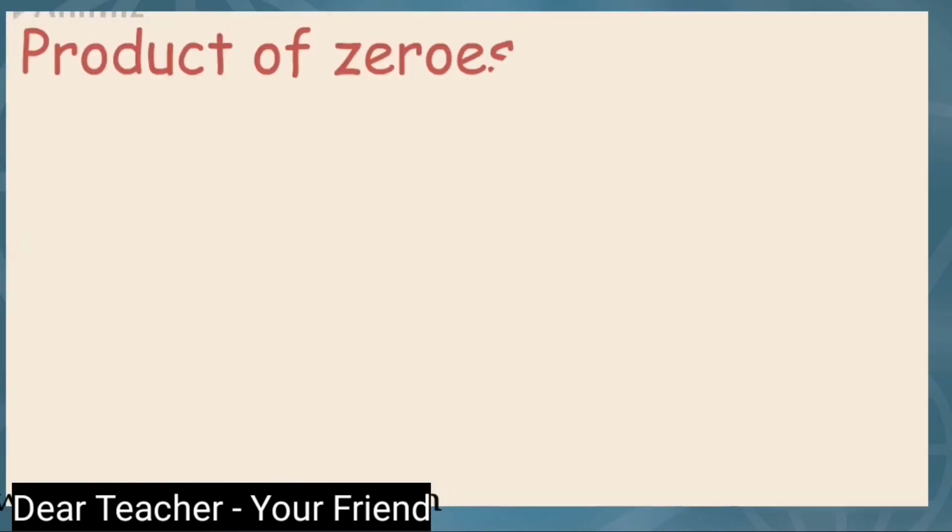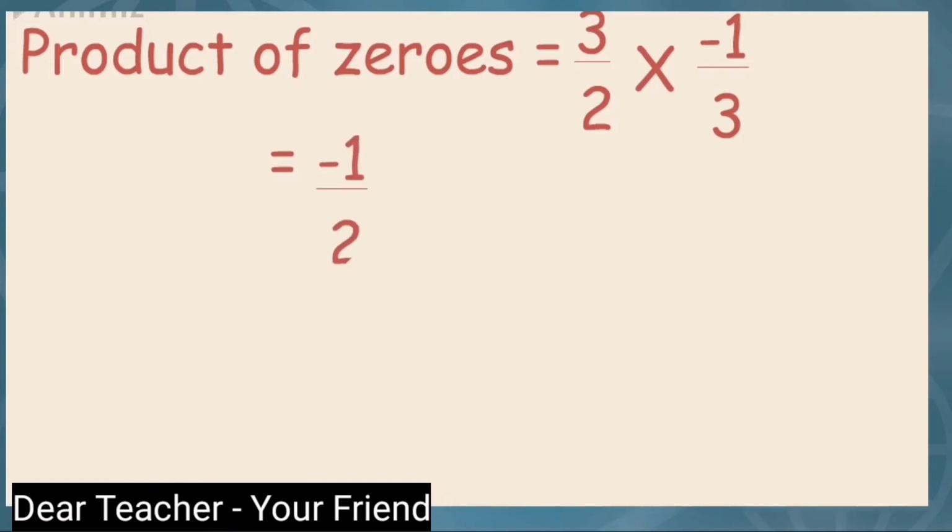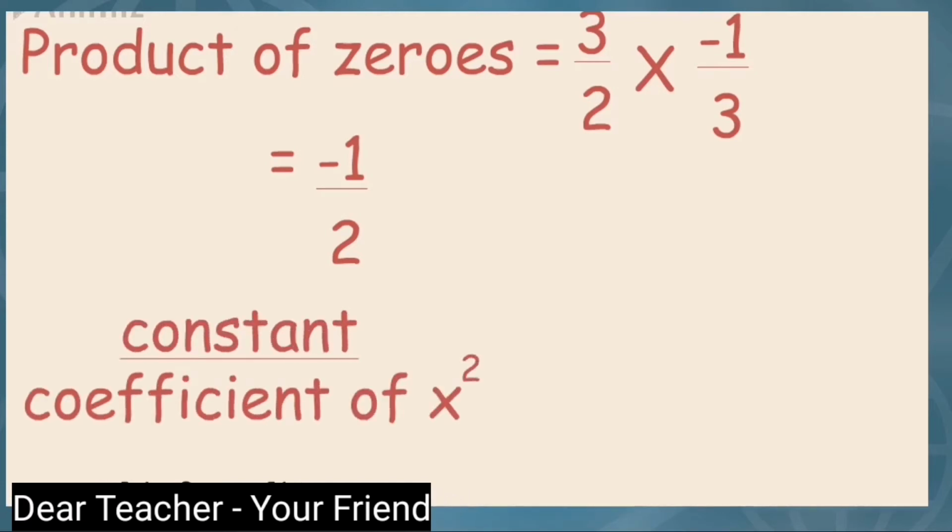Next we can see the product of zeros, 3 by 2 multiplied by minus 1 by 3. 3 and 3 we can cancel, which is equal to minus 1 by 2. Then what is constant divided by coefficient of x square? That is minus 3 by 6, that is also equal to minus 1 by 2. Now here also we verified the product of zeros is equal to constant by coefficient of x square.